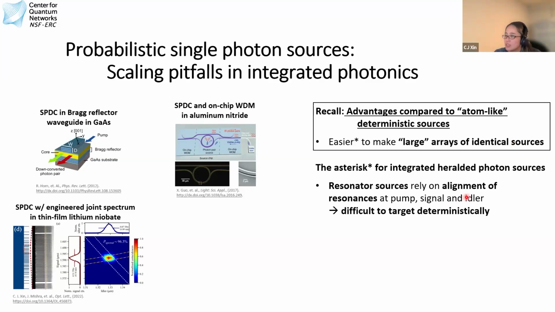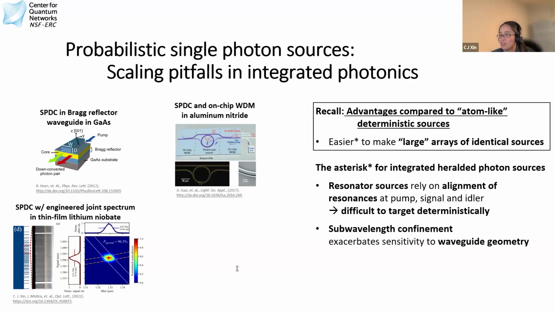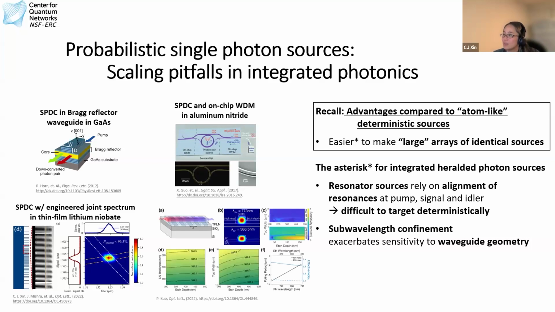You can't always get the resonator line to be where you need to be, but it's relatively easy to make thermal heaters. So if that's an option, where the thermal optic coefficient is good, you can use that to tune. And then the other thing is sub-wavelength confinement really exacerbates the sensitivity to waveguide geometry. And this is very, very severe for one of the leading materials, which in bulk is lithium niobate, periodically poled lithium niobate.